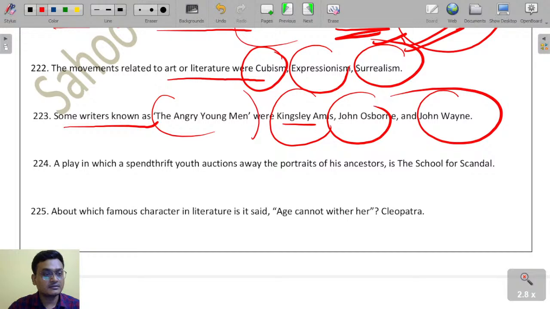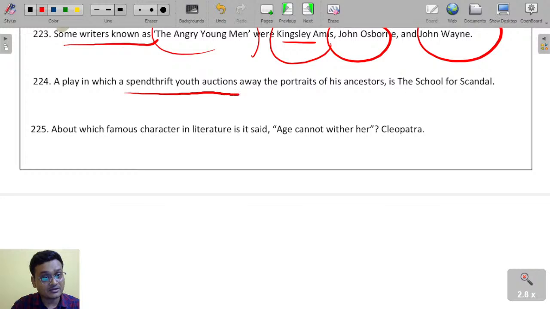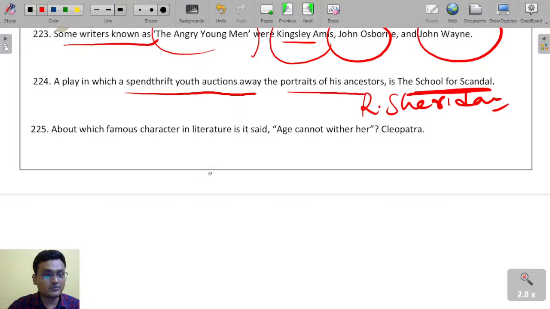Okay. A play in which a spendthrift youth auctions away the portraits of his ancestors is The School for Scandal. The School for Scandal, Richard Sheridan's The School for Scandal. About which famous character in literature is it said that age cannot wither, it is Cleopatra.